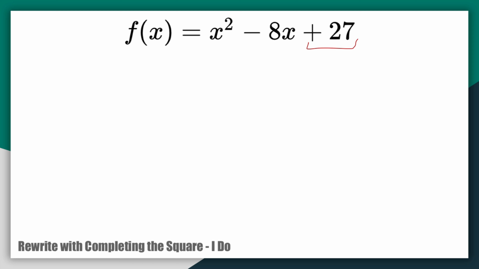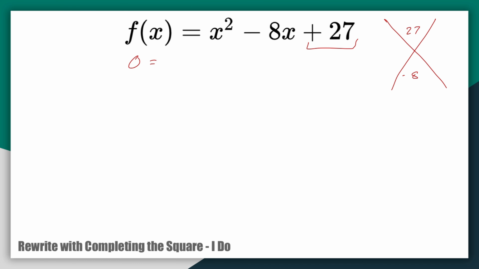The way we're going to do this, we're going to ignore this 27 for just a little bit, okay? Now, if you try to factor this, again, you're not going to get very far. What times what is 27 that ends up being -8? Good luck trying to figure that out, okay? So let's use completing the square to rewrite this for maybe graphing or for maybe solving by square root, okay?